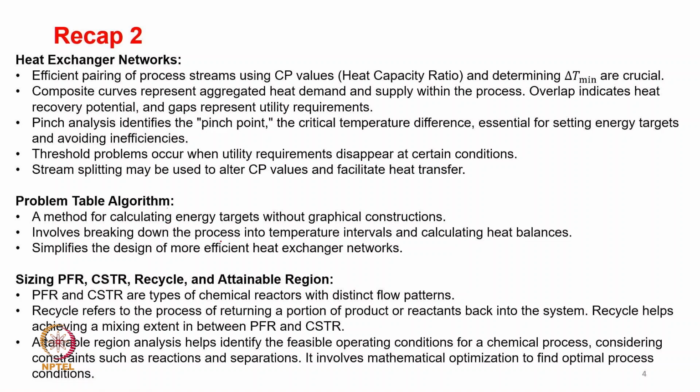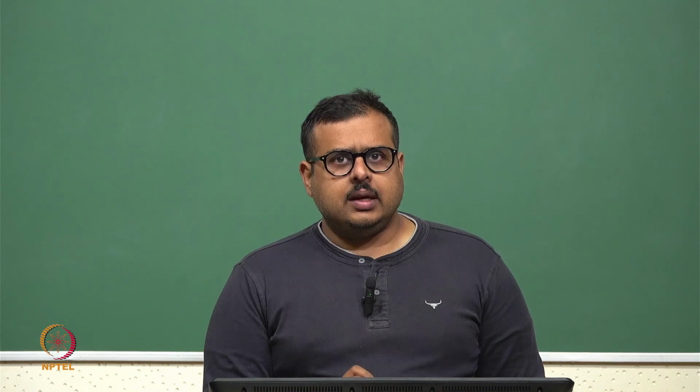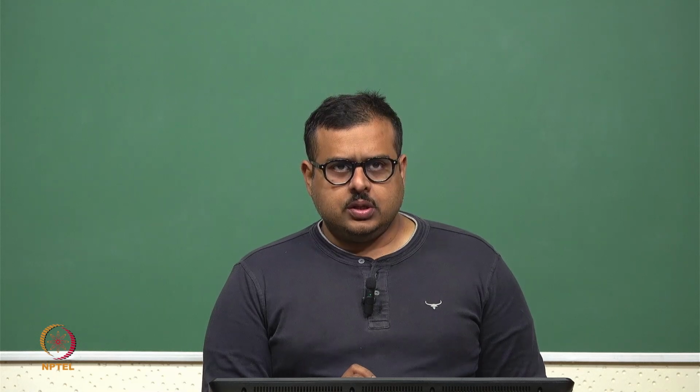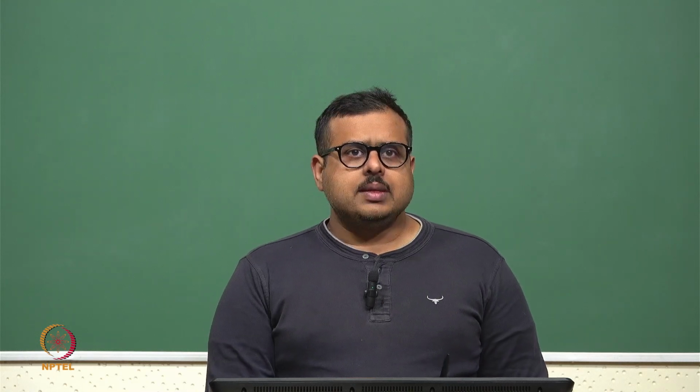Then we also spoke about how to size reactors. Basically a geometric way of sizing the reactors, wherein we talked about plug flow reactor, CSTR, recycle, and also looked at a concept known as attainable region. So identification of the attainable region typically helps in obtaining the feasible operating condition, considering the constraints and other operating issues. So now we have done all of this by means of certain rules or heuristics.